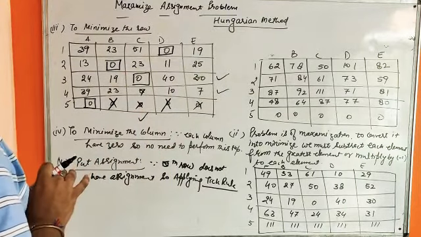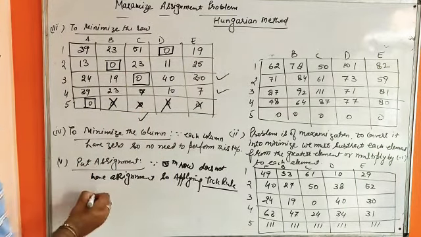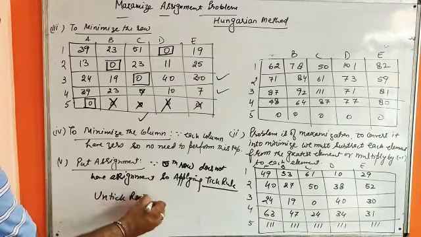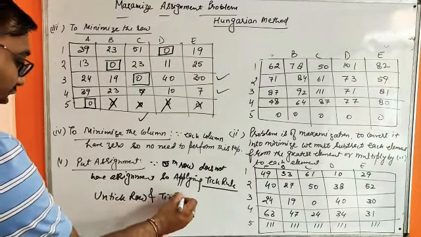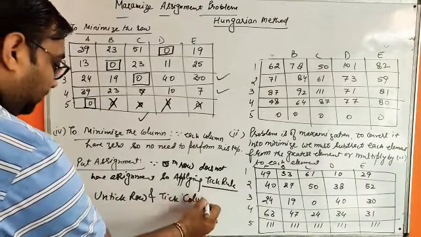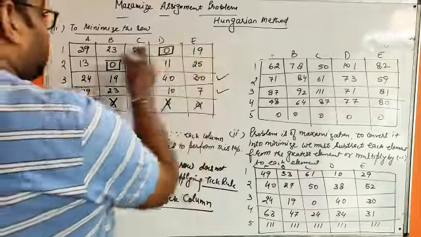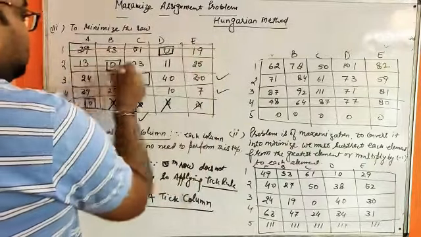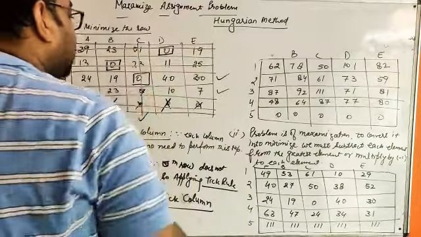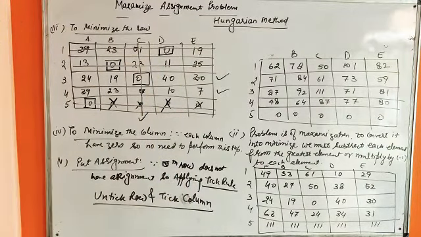Now we have to draw lines through the untick row and tick column. Untick row and tick column, that is this and this, so that all the zeros are covered. See, all zeros are covered. So the method is completed.